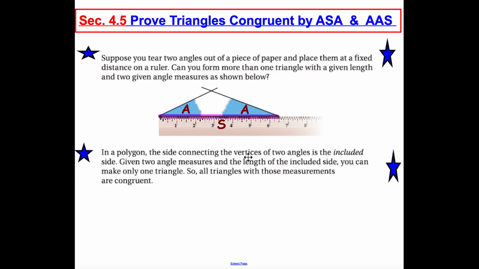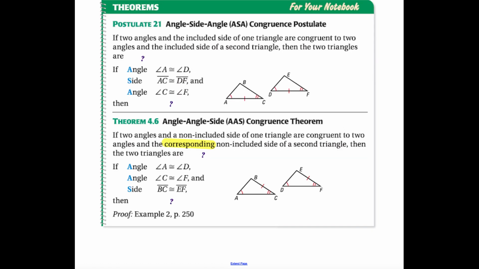And you can see here the little picture they have here. The side is between the two angles. Notice that if I take the side, both angles are built on that same side. That's how I know that it's ASA. The side is between the angles. And there is a postulate that tells me that ASA, two angles are congruent to two angles in another triangle, and the included side, then the triangles are congruent. So you can go ahead and fill that in if you want.